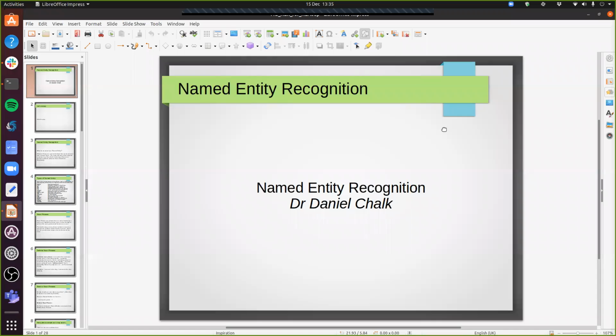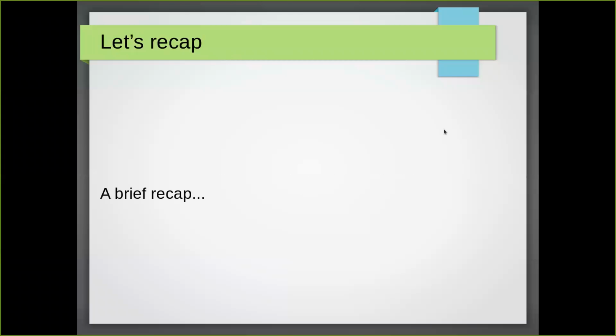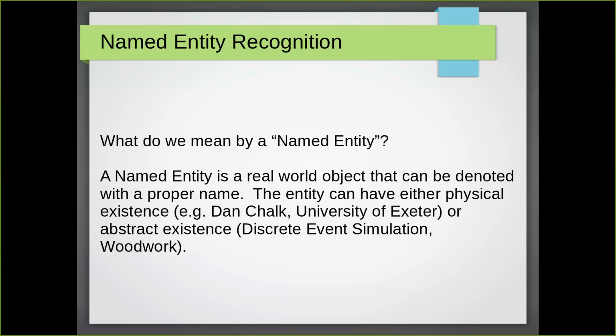And before we dive into me showing you how to do this stuff, which is actually pretty easy, at least at the first level, let's just have a quick recap of what we mean by named entity recognition, and why we might want to do this and how we might find these named entities. So what do we mean by named entity? Named entities are real world objects that can be denoted with a proper name.